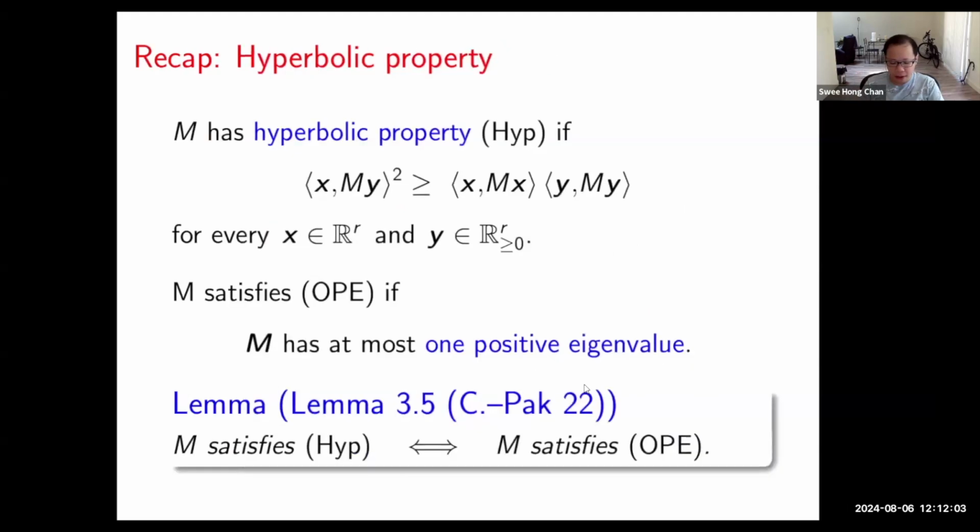Okay. Now, remember that the thing we want to prove to get all this log concavity will always be the hyperbolic property. This is the property such that if you take the matrix M, the inner product of x and y squared is greater than the inner product of x with itself times the inner product of y with itself. This property is the one that we will use to get log concavity. But whenever we want to prove this property, it's usually easier to prove this other one, which is called OPE, which is equivalent to the hyperbolic property, and which says that the matrix M has at most one positive eigenvalue.